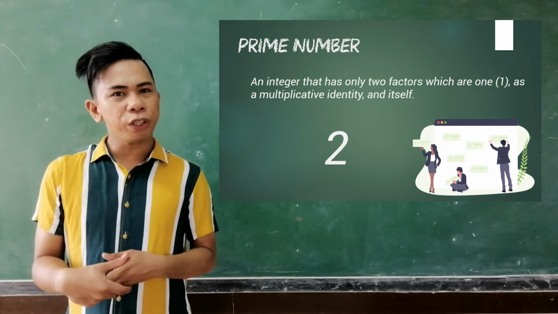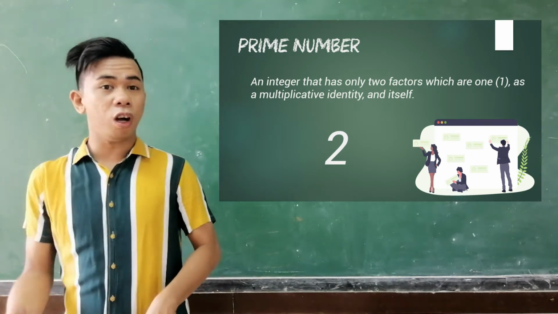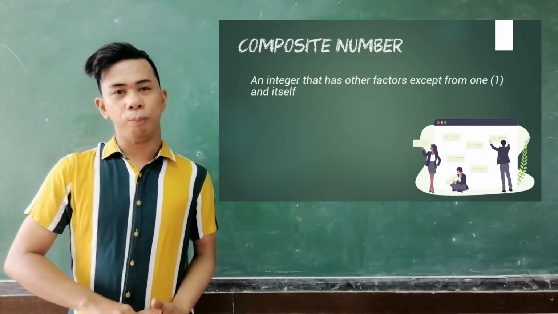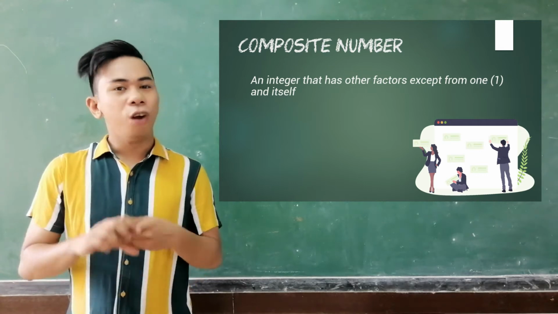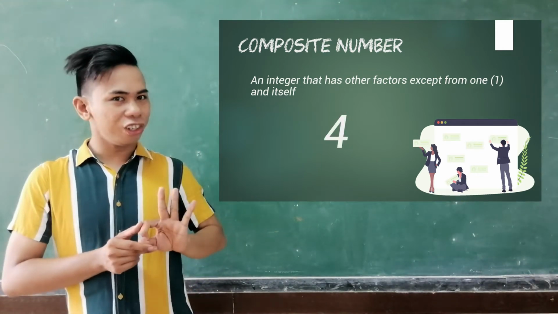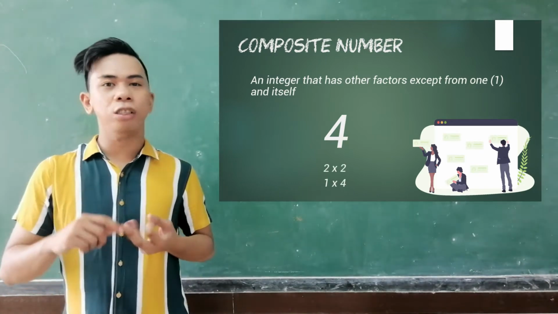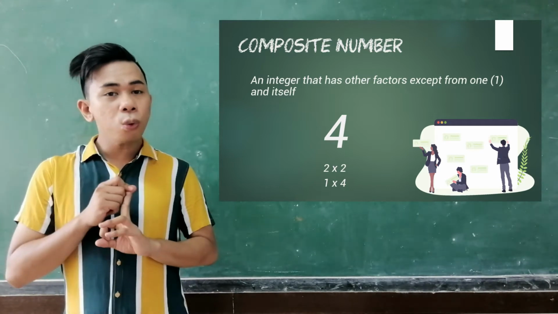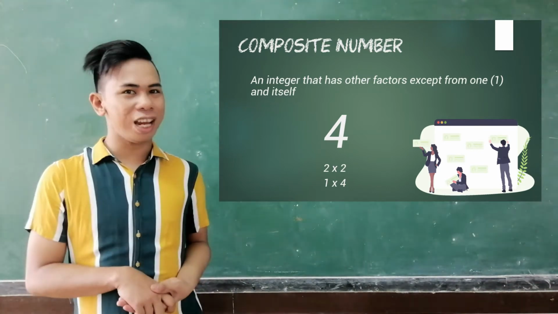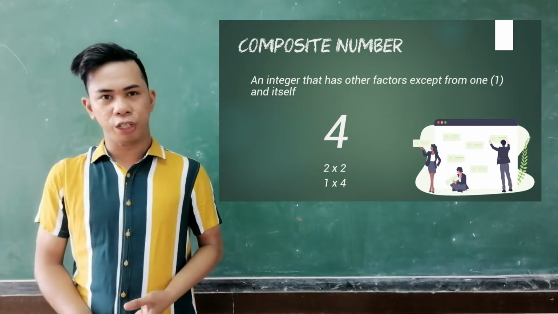So, if a number has a factor aside from itself and 1, that is what we call a composite number. Let's take for example number 4. Number 4 has 3 factors: 1, 4 itself, and 2. Since 2 is the additional factor, it is not a prime number anymore, and that means it is now a composite number.